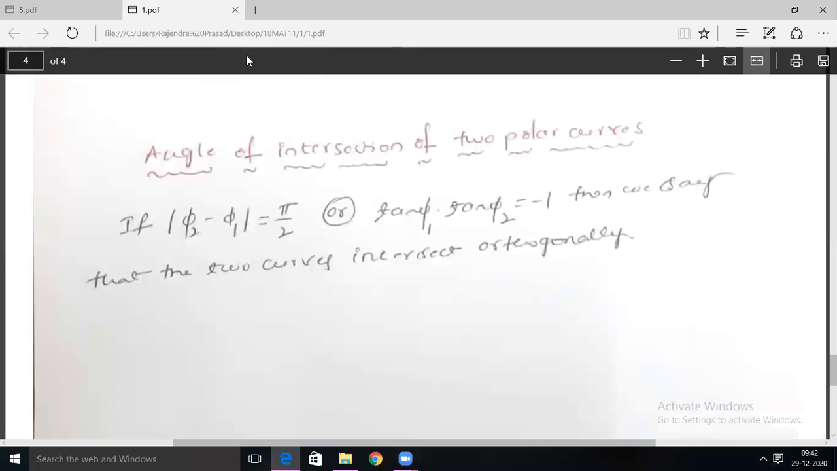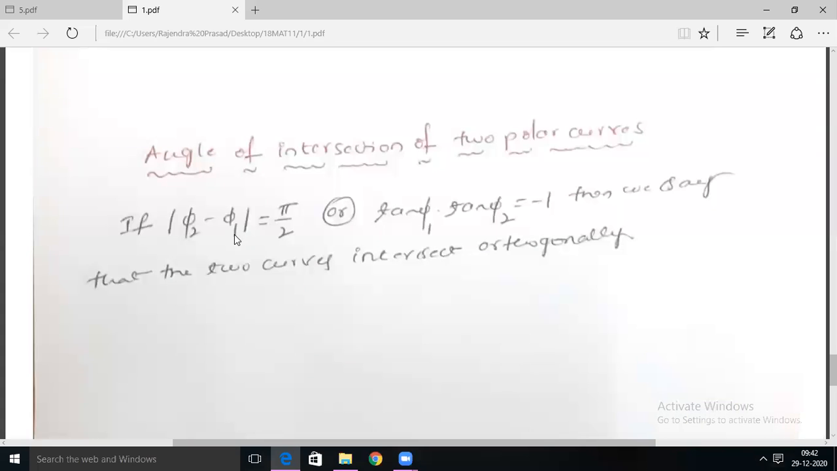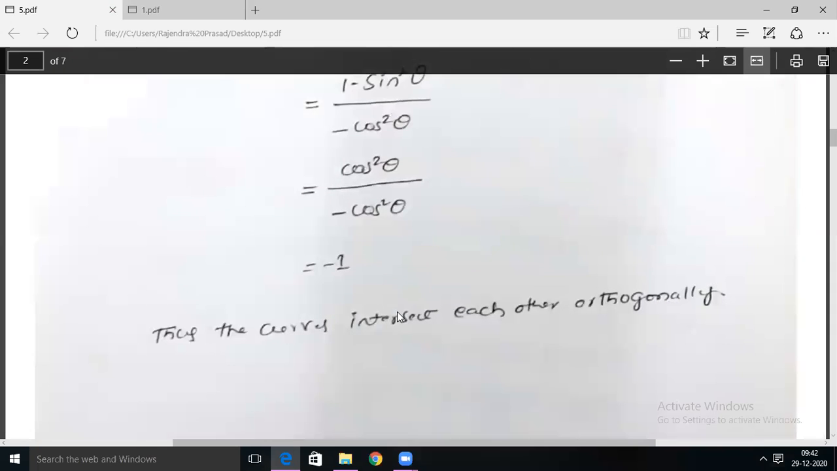So we have a condition: if phi 1 minus phi 2 or phi 2 minus phi 1 is equal to pi by 2, then we say that two curves intersect orthogonally. Or tan phi 1 into tan phi 2 is equal to -1, then we say that the two curves intersect orthogonally. So in this problem number 6, this is satisfied: tan phi 1 into tan phi 2 is equal to -1. Obviously we say that the two curves intersect each other orthogonally, right?